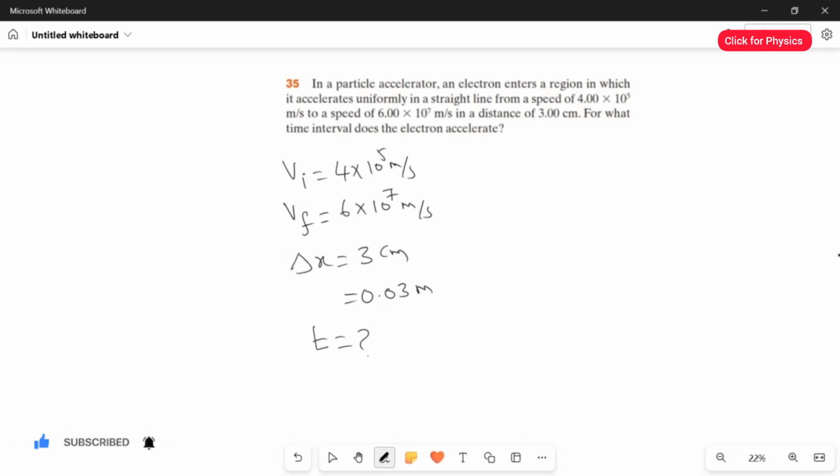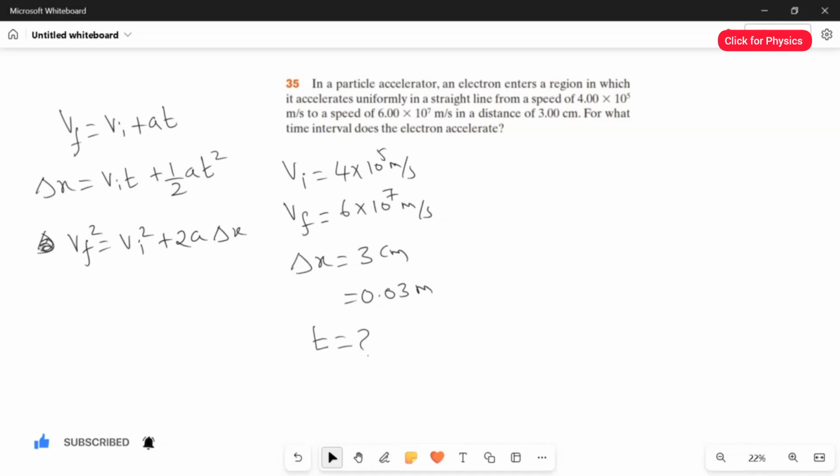Now we have to find the answer for t. But to find t, first we need the acceleration. Why? Let's see the equations we have in our hand. First equation: v final equals v initial plus at. Second equation: delta x equals v initial t plus half at square. The third equation: v final square equals v initial square plus 2 a delta x. In all three equations we have acceleration. That means if you want to find the time, first we need the value of a.